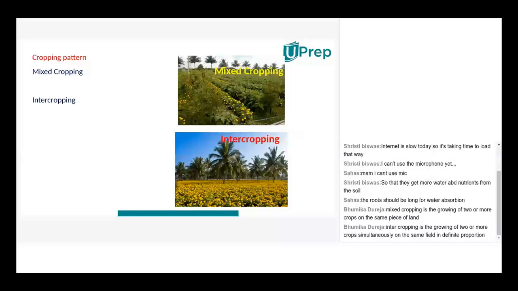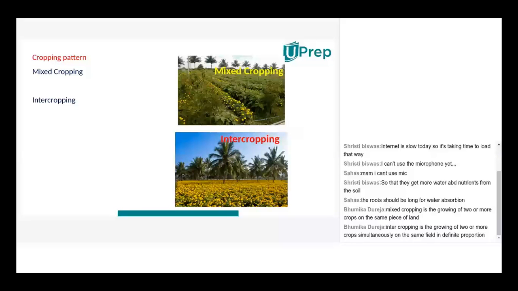Correct. Simultaneously, parallelly, whatever you may use the word. So basically, intercropping is when you are growing two or more than two crops simultaneously. As in, you make rows of it. Here don't refer to the picture. The pictures, it has been mentioned just the opposite. The top one would be intercropping and the one at the lower will be mixed cropping.